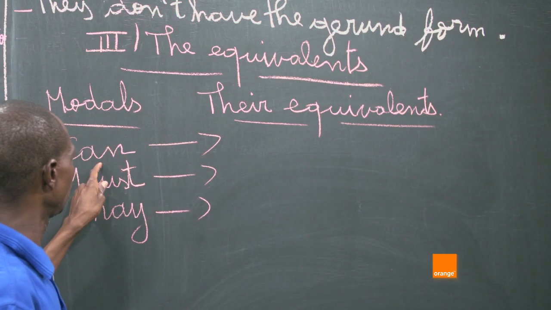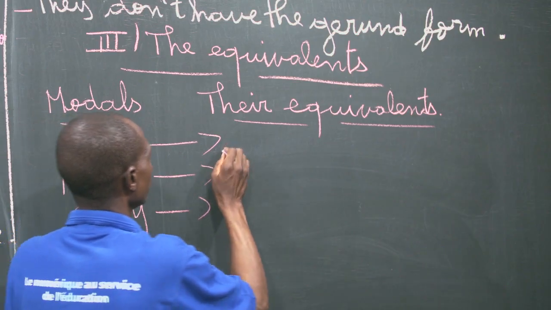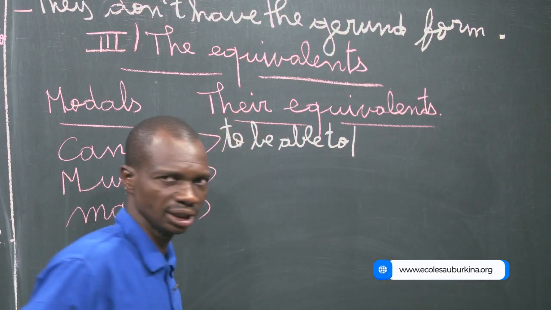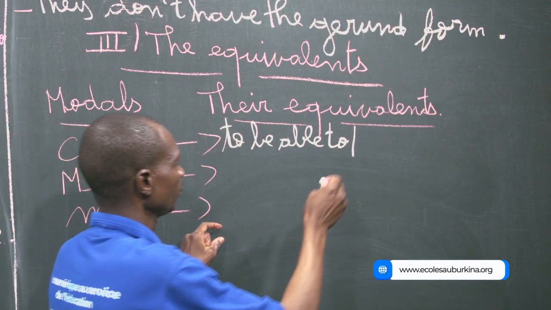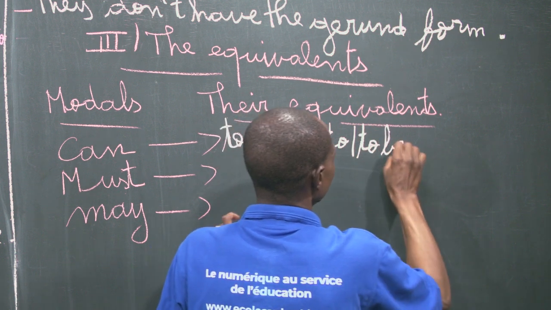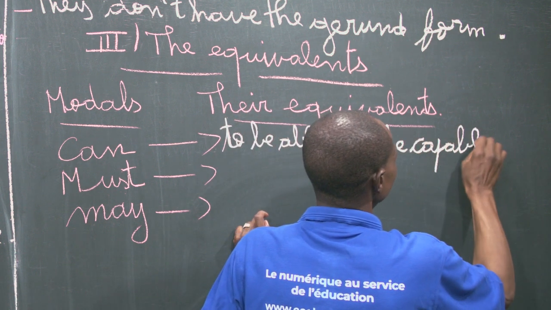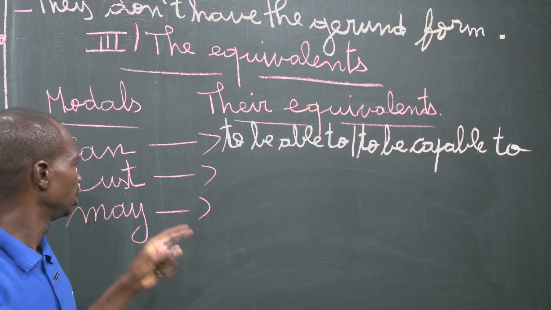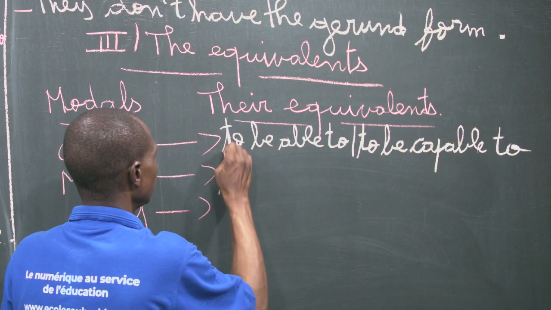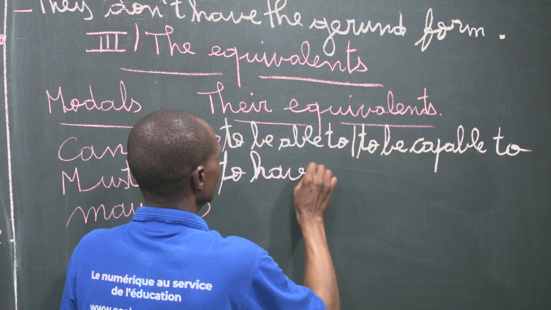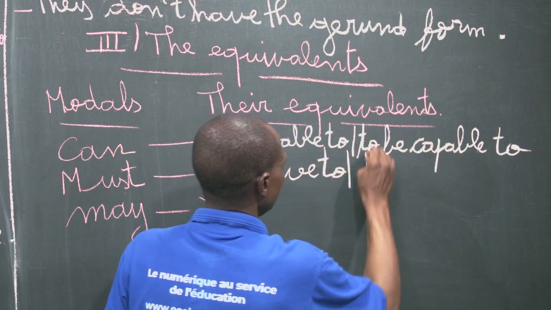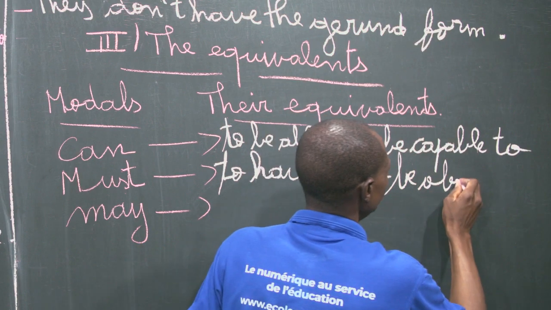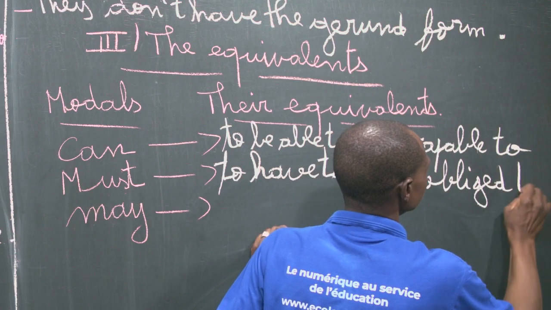Here, the equivalent of can is to be able to, and there is a second equivalent, to be capable to. Okay, this is the equivalent of can. The equivalent of must is to have to, and the second equivalent is to be obliged to.